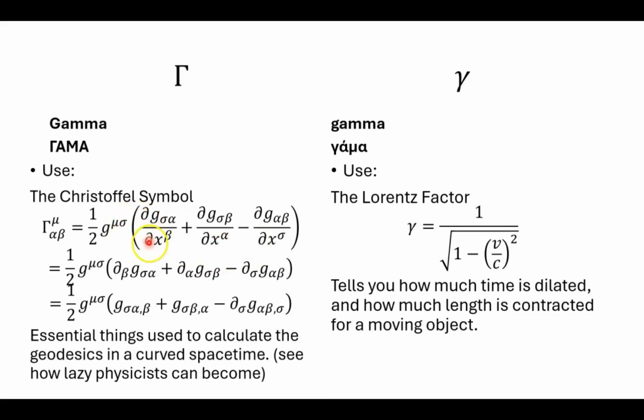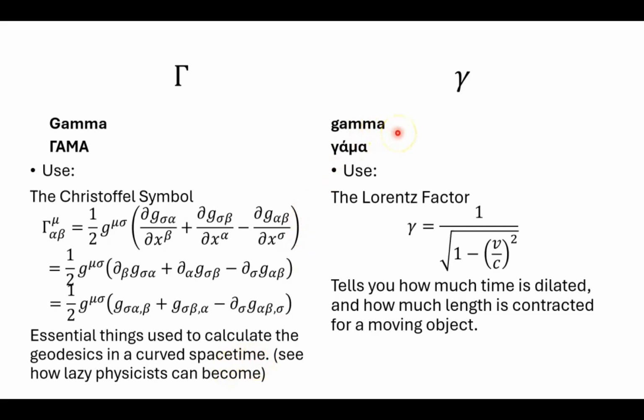So this partial x of the beta index, that's the beta coordinate, can be simplified to just a partial beta followed by the function you are taking derivatives of. As you can see, it is a lot easier because you don't need to write a fraction. You can just write a symbol in front. And if you want to be even lazier, you can just put a comma after the function you are taking the derivatives of and then put the corresponding index of which coordinate you are taking. So the Christoffel symbols are essential things used to calculate the geodesics in a curved spacetime.